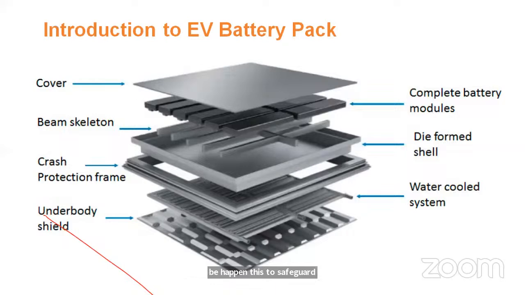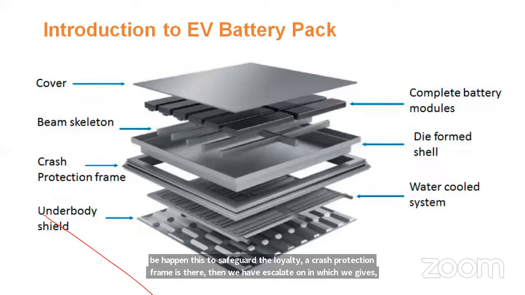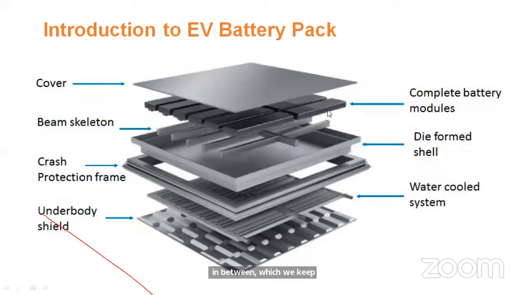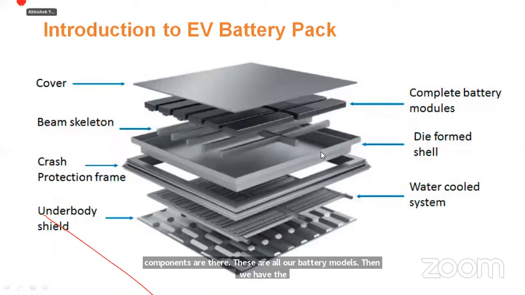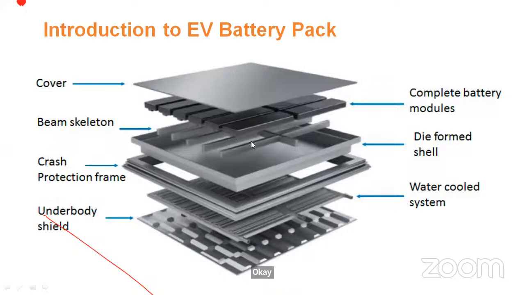Then we have a skeleton in which we keep the different modules, and we have a cover. You can see all these components. These are all battery modules. Then we have the diaphragm cell, and the tub in which all these are kept. Between these modules we have a skeleton to give extra strength to the battery pack. We have a top cover to cover this, an underbody protection, and a crash protection frame.